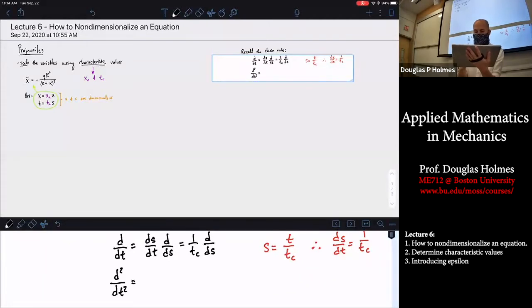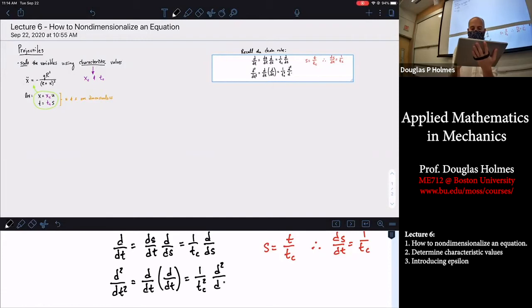The second derivative looks like this, d by dt. I'm just being quite pedantic here, but the second derivative is going to look very similar. You can go through this whole process again. We're going to multiply the derivative by the second derivative, and we're going to end up with 1 over tc squared times the second derivative.